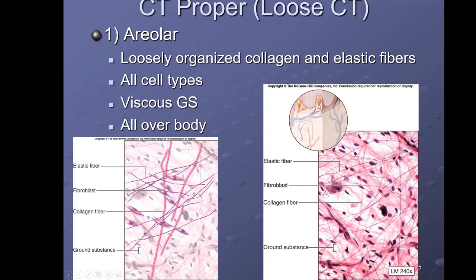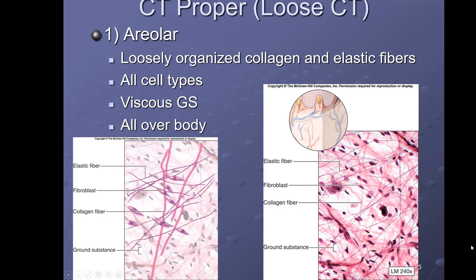So remember I mentioned previously that the skin had two layers, an epidermis, which was epithelial tissue, and then this dermis, which is connective tissue. So there's actually two parts to the dermis. We'll learn more about this when we cover the integumentary system, but one of those parts is made up of areolar.